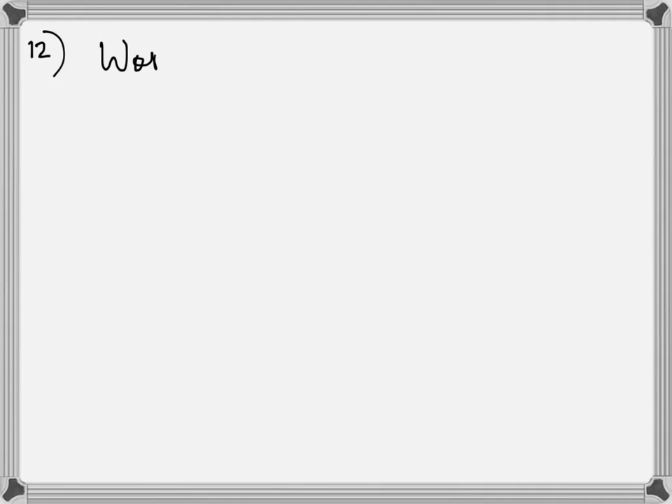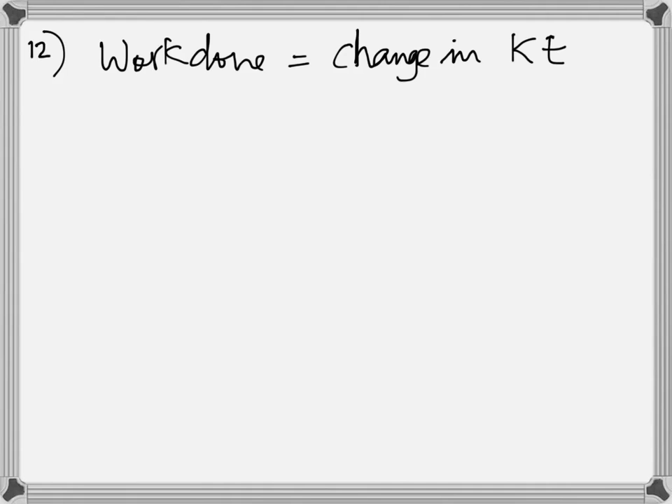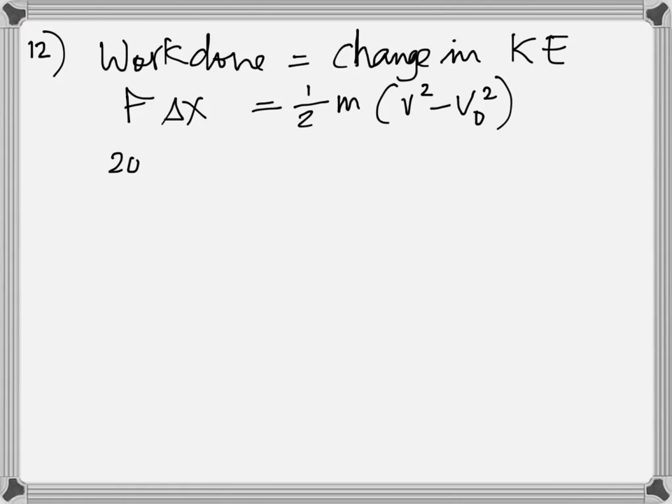I'm assuming that you read the question. The most important thing you have to remember is this. Work done is equal to either change in potential energy or change in kinetic energy. In this case, it's equal to change in kinetic energy. Work done, so F times delta X is equal to 1/2 times v squared minus v naught squared, because that's the change in kinetic energy, isn't it?